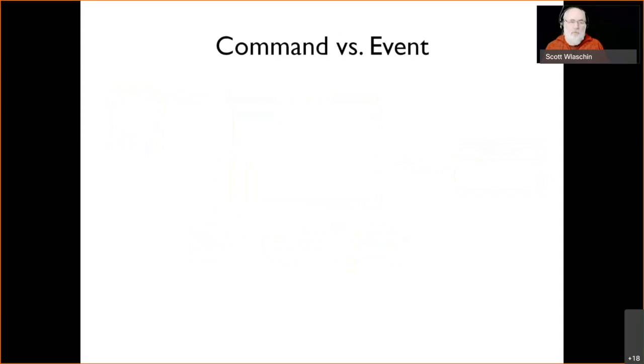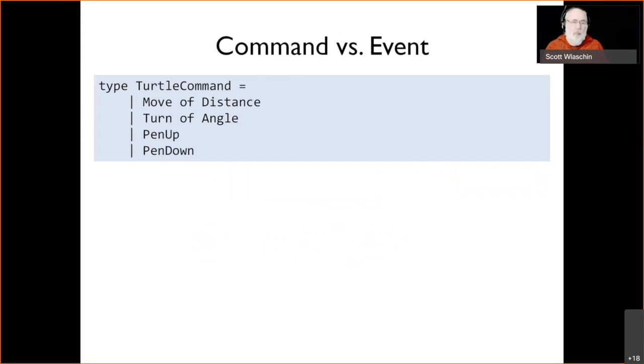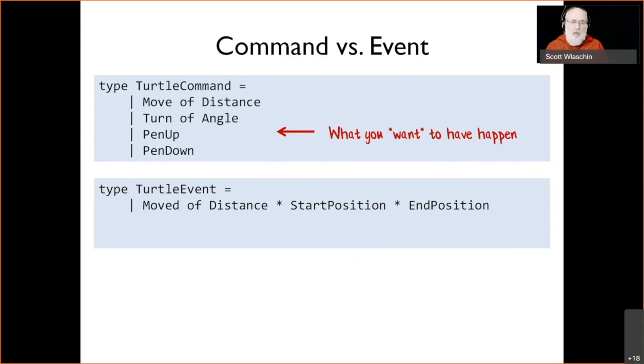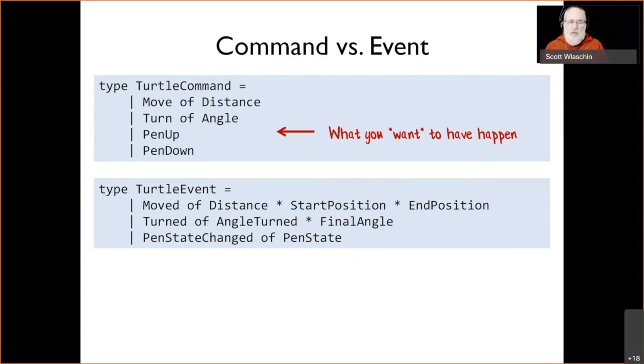So command versus event, they sound like the same thing, but a command is an imperative, it's an order. I want you to move this distance. I want you to turn this angle. But an event is something that actually happened. I actually moved this distance. I actually turned this angle. I actually changed my pen state. And it doesn't have to match the command one for one. And the events are what gets stored in the event storage.